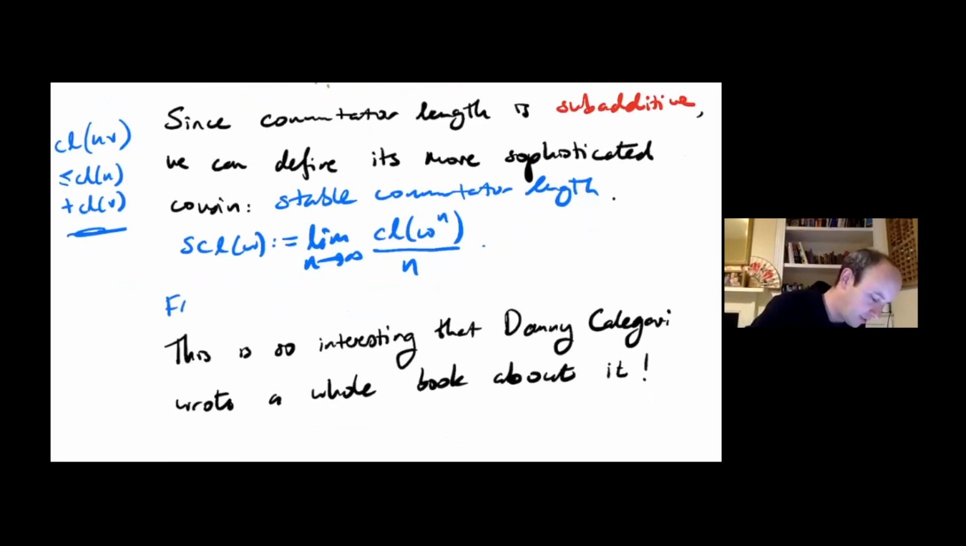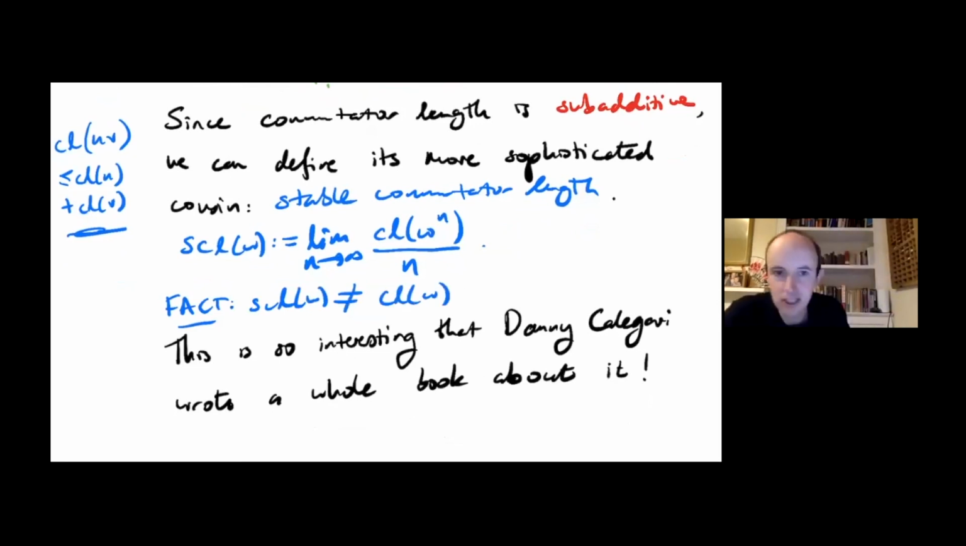And I just want to give you a fact, which is that SCL of W is never equal to the commutator length of W. It's always strictly less than the commutator length of W. So that's a pretty surprising thing. So this turns out to be a really interesting number that you can get from an element of a free group.